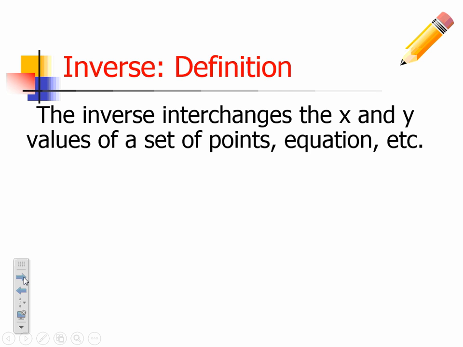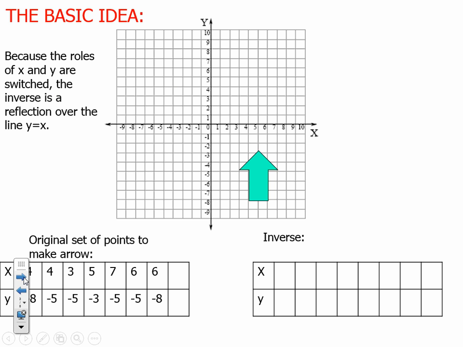To make sense of what this means, let's take a look at an example you don't need to write down. The basic idea is we can find an inverse by switching the x and y around. So you see I have a set of points down here. I'll move this up so you can see the x and y. I see the x values, I see the y values. If I were to graph those, they would make this arrow right here. The set of points you see are the ones that were connected to make that arrow.